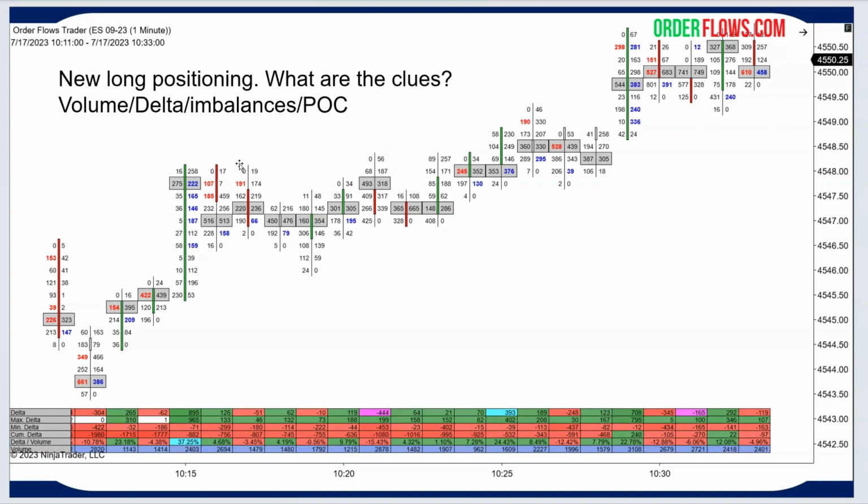So new long positioning, what are the clues, right? You're going to look at volume, delta, imbalances, point of control. Like volume, that's a simple one, right? It's got nothing to do with order flow per se. It's been part of the Dow theory for a long time. As the market is gaining strength, volume is going to increase. Obviously, you're going to be looking at delta increasing as well, strong delta, like this bar right here. You're going to be looking at the imbalances. And what's point of control doing? Point of control is migrating higher in the bar. Because imagine, this bar opened up down here, right? Point of control started at the bottom. It's closing up near the top. So it's migrating higher.